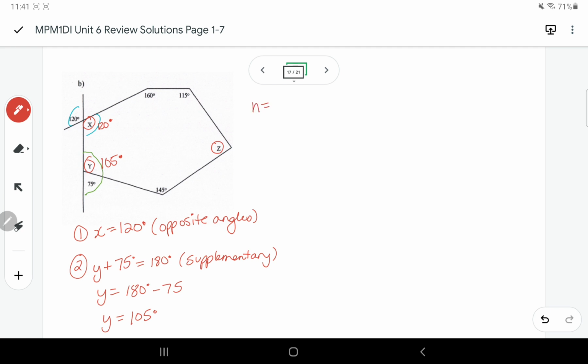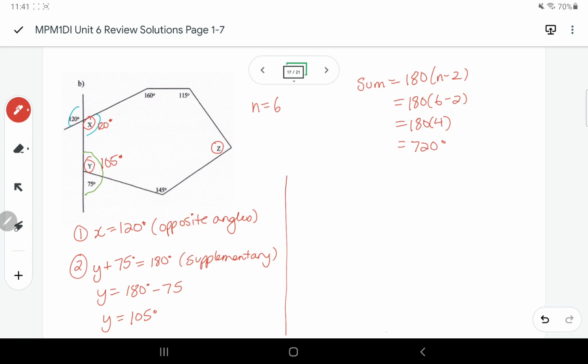So this has 1, 2, 3, 4, 5, 6. So n equals 6. The sum is 180 times n minus 2. And my n is 6. So it's 180 times 6 minus 2, or 180 times 4, which is 720 degrees. So all of the angles in here add up to 720 degrees.